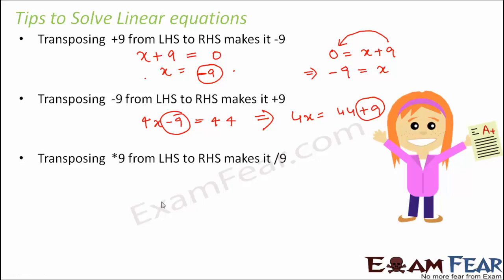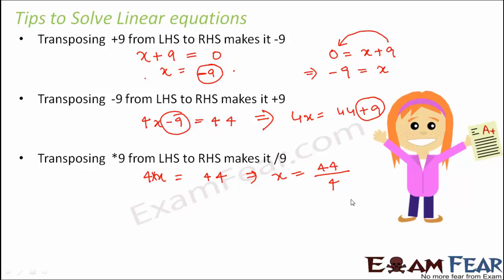Now when you are transposing multiplied by 9 from LHS to RHS, it becomes divided by. Like let's say if you have something like 4x is equal to 44. So in this case, if you are trying to move this 4 to the other side, then it becomes divided by. So 44 divided by 4. So the 4 from numerator comes to the denominator on the other side.